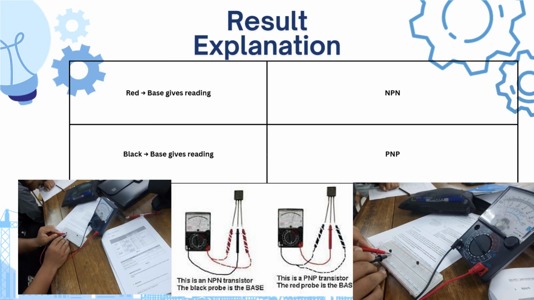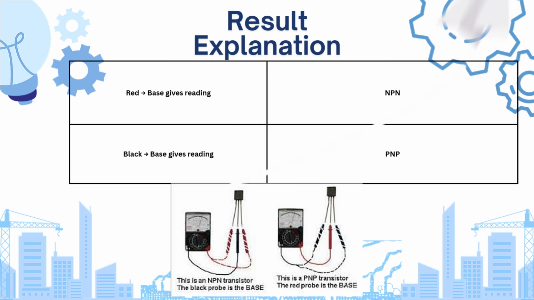If current flows when the red probe is connected to the base, the transistor is identified as NPN. However, if current flows when the black probe is connected to the base, the transistor is identified as PNP. This method provides a quick and reliable way to distinguish between the two types.